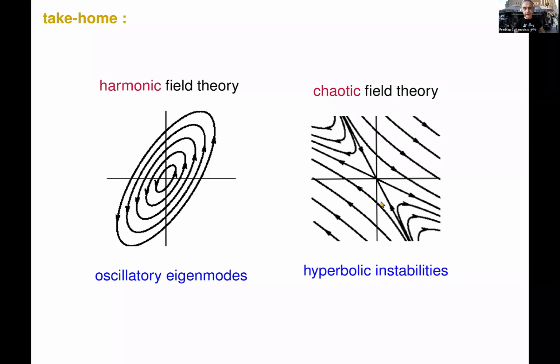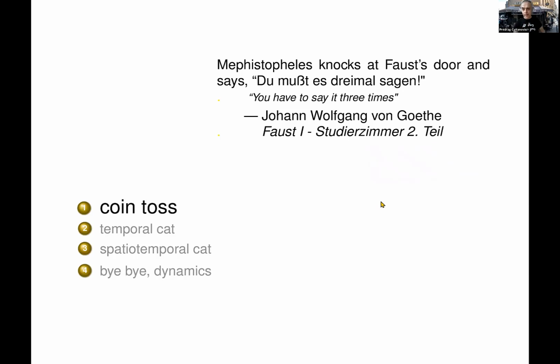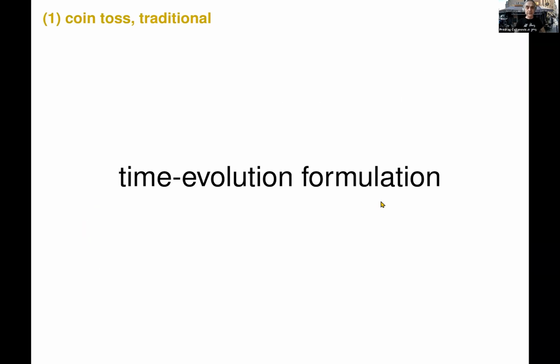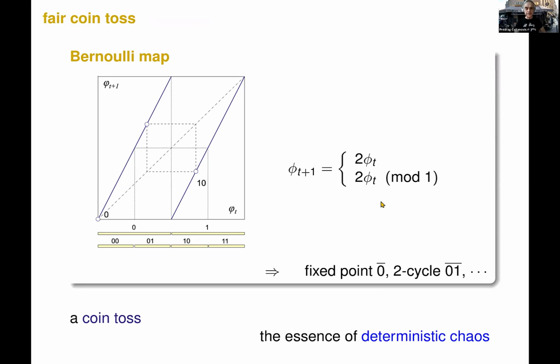And that's herding cats. I'll do it the way that Mephistopheles says. You have to do it 3 times. So I'll do it first for the coin toss. I'll explain the coin toss the way ergodic theory thinks about it on an undergraduate level. And then I'll do it how field theories should think about it. Most of them don't, but they have all the tools to do it. And then I'll repeat the same thing for a mechanical system. And then I'll explain what space-time chaoticity is. Time evolution formulation is the way we usually think about chaos, deterministic chaos.